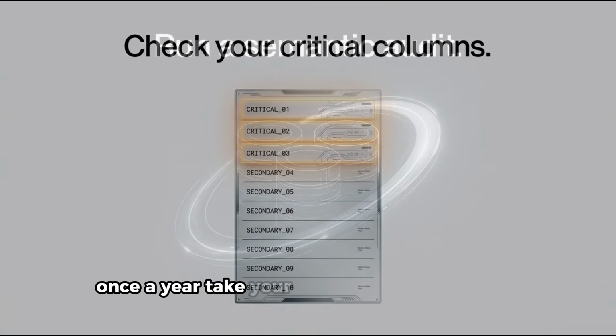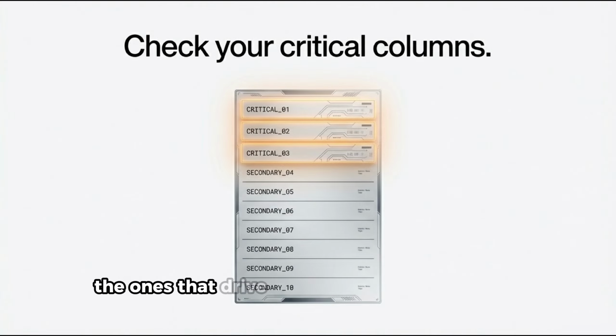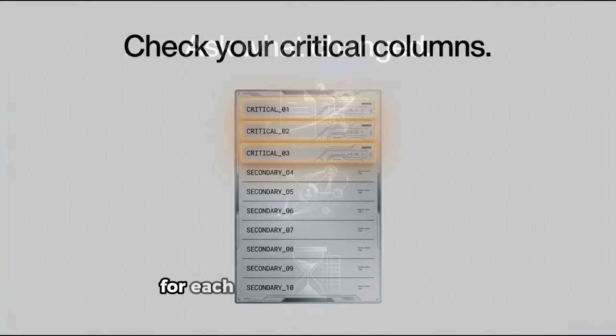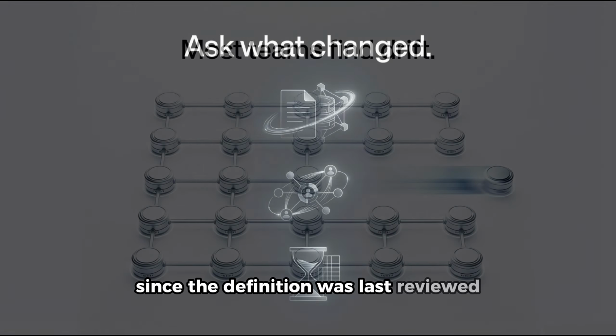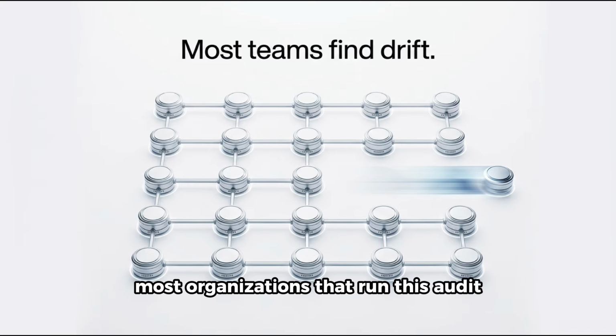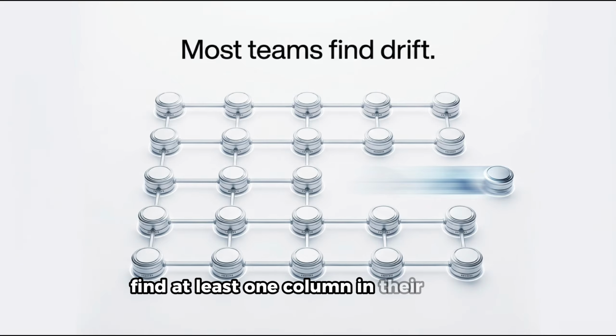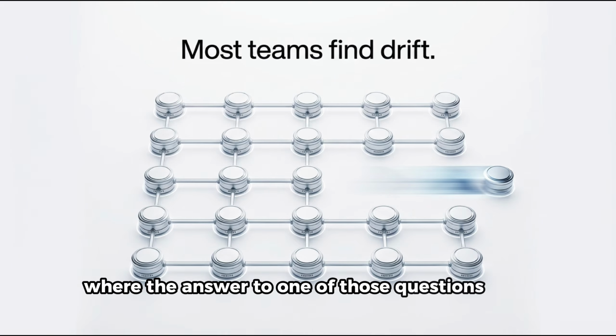The fourth step, and the most important one, is an annual semantic audit. Once a year, take your 10 most critical columns, the ones that drive the most important reports, the ones that feed the most consequential models, the ones that define your key business metrics. For each one, ask 3 questions. Does the current definition in the documentation match what the column actually contains today? Does every team that queries this column understand its current definition, not its original one? Has the business concept this column represents changed in any way since the definition was last reviewed? Most organizations that run this audit for the first time find at least one column in their top 10 where the answer to one of those questions is no.